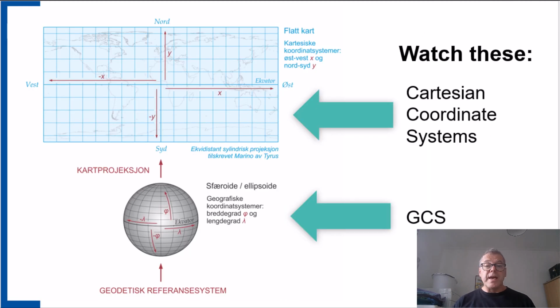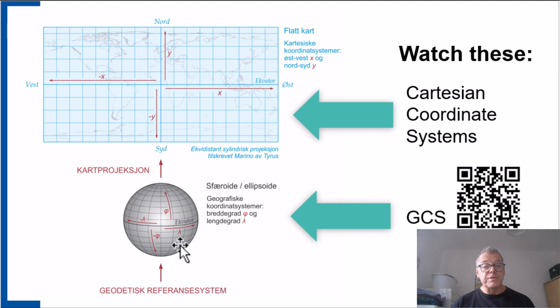Now this was the end of the video lecture on map projection. You may already have seen the video about geographical coordinate systems, which describe the location on the spherical surface, and the map projection is then used to portray these on a Cartesian coordinate system. And the next video you should watch is a video about the Cartesian coordinate system.